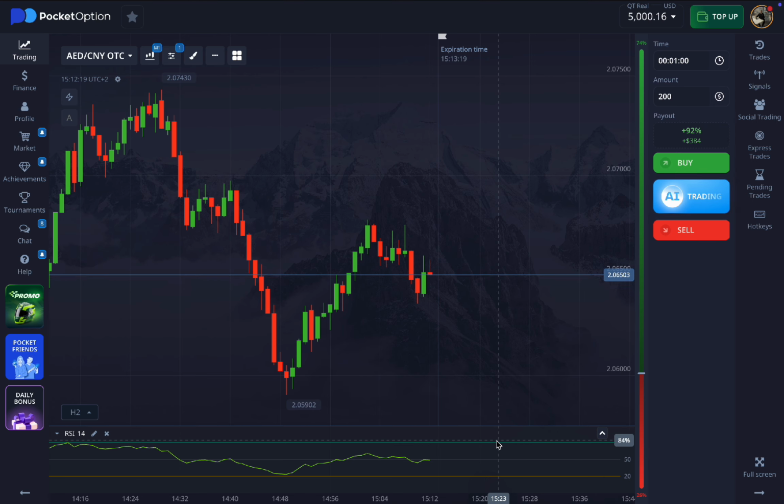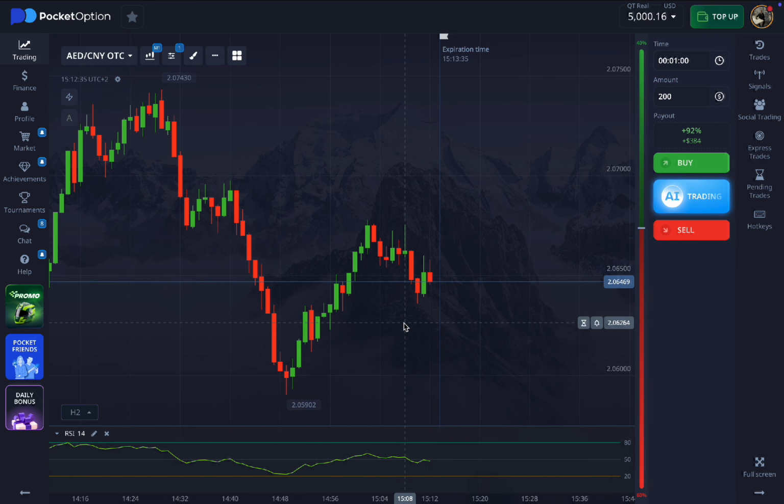We have an overbought zone which is 80 and an oversold zone which is 20. When the price touches our overbought zone, we open a trade to go down. When the price touches the oversold zone, we open a trade to go up. If you are trading with this strategy for the first time, under no circumstances should you open trades until the moment when the price touches the oversold or overbought zone. That is, it is very important to wait until the price touches one of the zones.